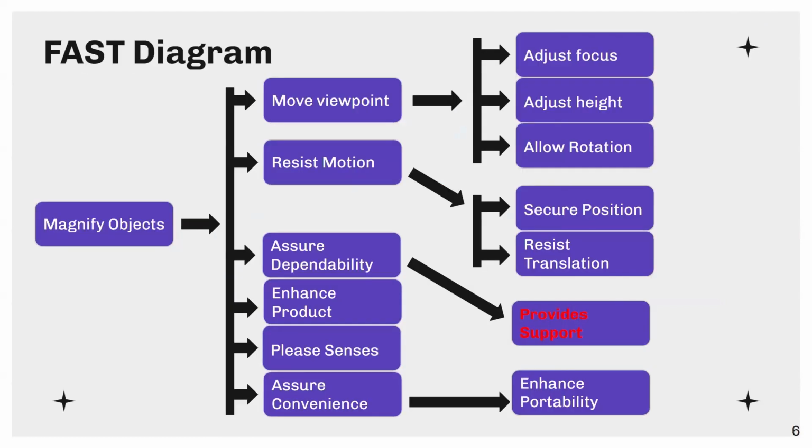Here we see the FAST diagram. This diagram will show how our product will achieve its main function of magnifying objects. It'll achieve this by moving the viewpoint and resisting motion. We have shifted one of our functions to be providing overall support.